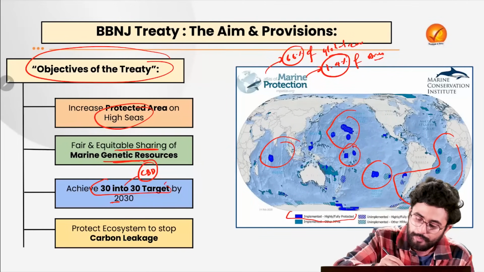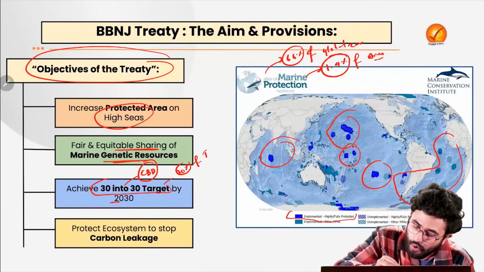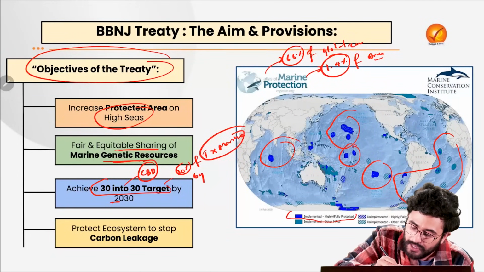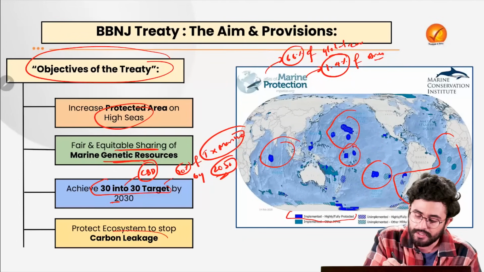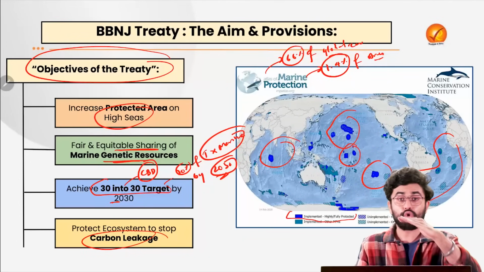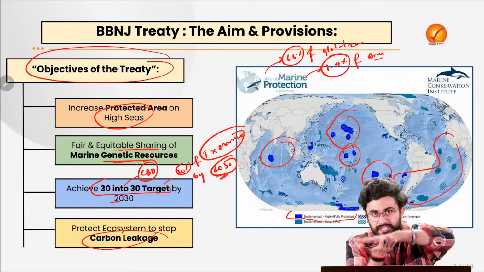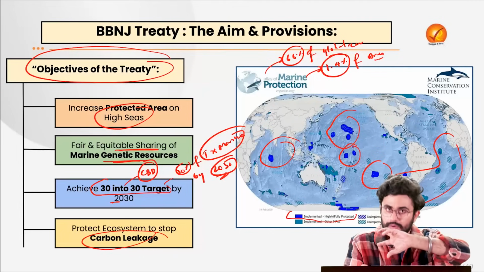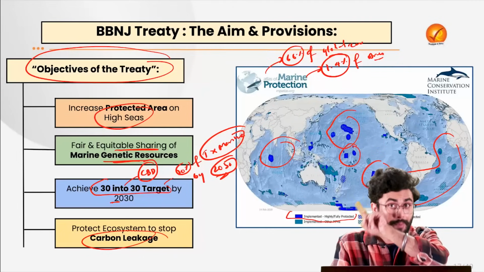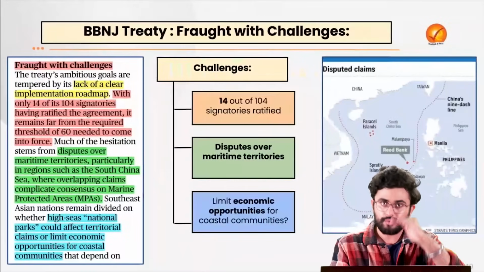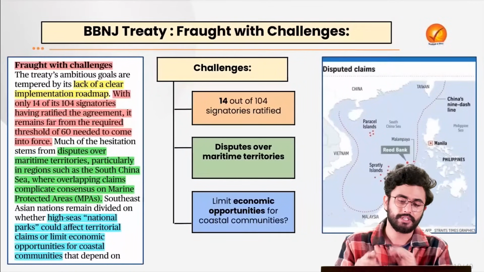The idea is to protect 30% of terrestrial as well as marine areas by the year 2030. And it also aims to protect this marine ecosystem, to stop the carbon leakage, the carbon which has been stored under this sea. So with this, indirectly, it will also be helping us to achieve the target of the Paris Agreement as well, correct? To keep the temperature rise below 1.2 degrees Celsius.